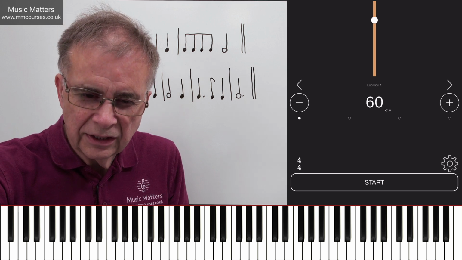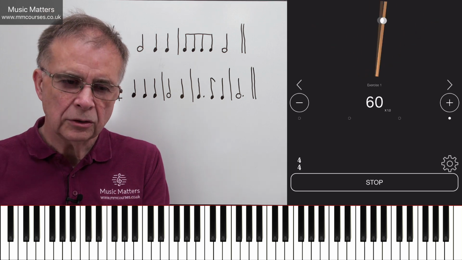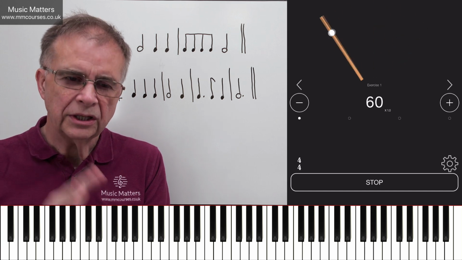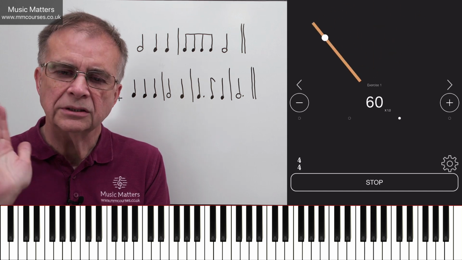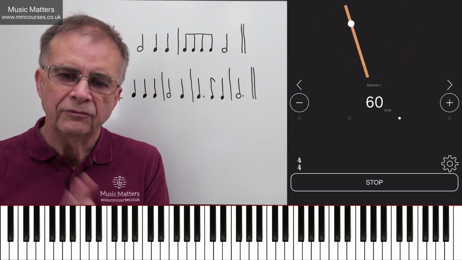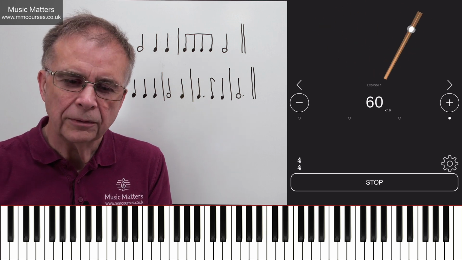So here's a bar for nothing. Here we go. And crotchet, crotchet, crotchet, crotchet, quarter note, quarter note, quarter note, quarter note. 1, 2, 3, 4. 1, 2, 3, 4.